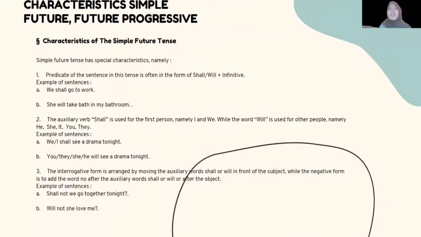Number 3. The interrogative form is arranged by moving the auxiliary words shall or will in front of the subject, while the negative form is to add the word not after the auxiliary word shall or will or after the subject. Example of sentence: A. Shall not we go together tonight? B. Will not she love me?